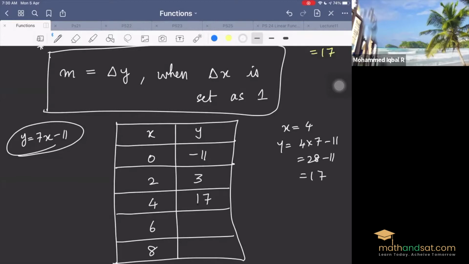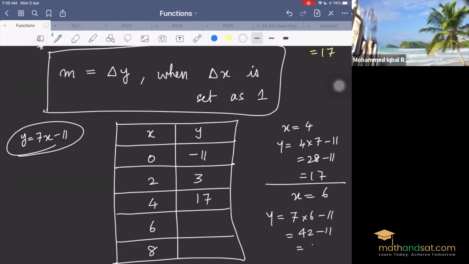And when you substitute x value as 6, your y value comes out as 7 times 6 minus 11. So that is 42 minus 11. That is going to be 31. And when you put your x value as 8, your y value is going to be 7 times 8 minus 11. So this is 56 minus 11. That is going to be 45.